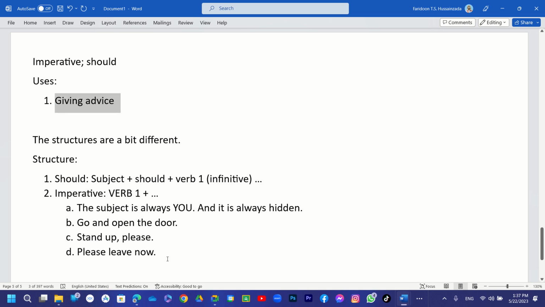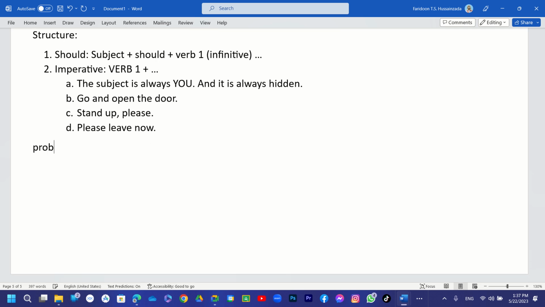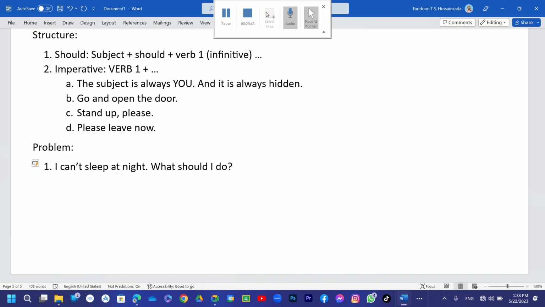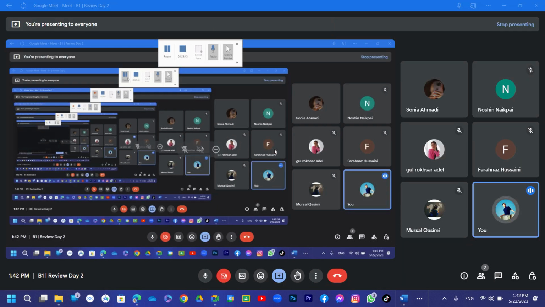Both of them are used for giving advice. So technically, if we have a problem, let's list a problem here. The problem is that I can't sleep at night. What should I do?